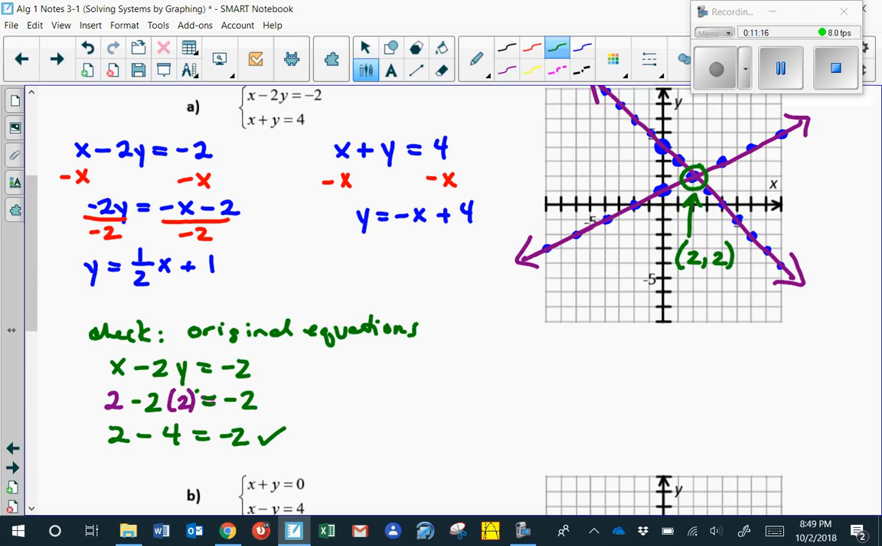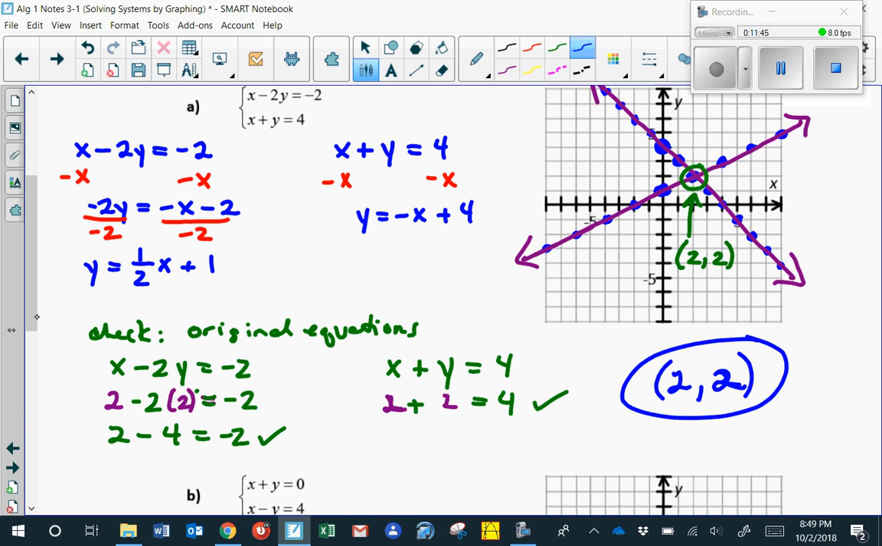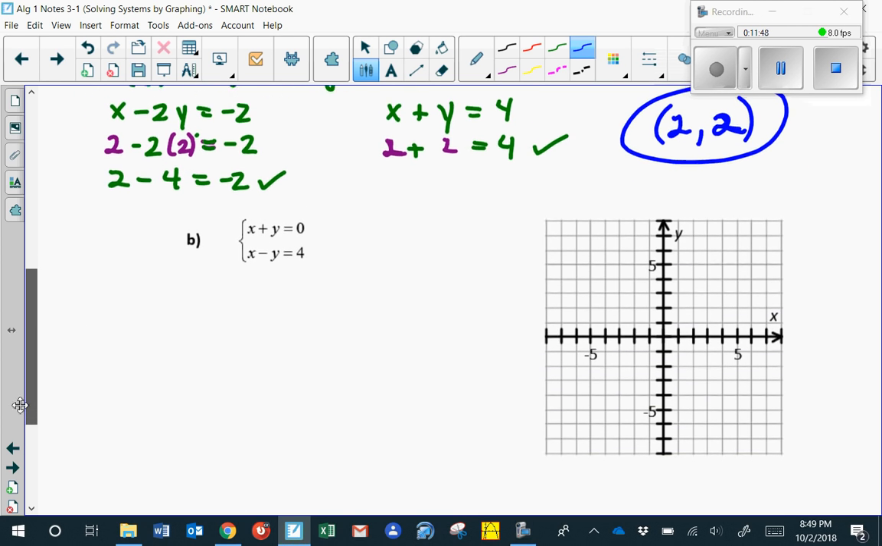That checks. The second equation was x plus y is equal to 4. I'll replace the x with 2 and the y with 2. And 2 plus 2 is 4, so that checks. Therefore, my solution to the system of equations is the ordered pair 2 comma 2, which means x is 2 and y is 2.